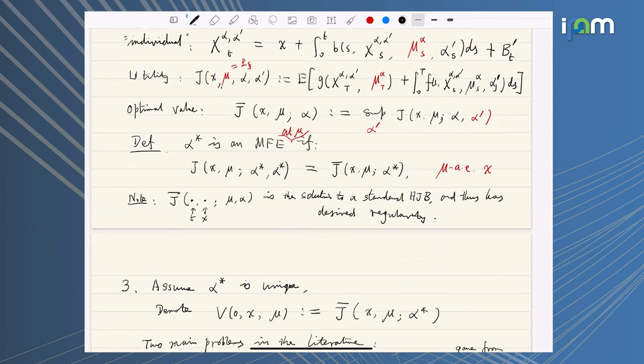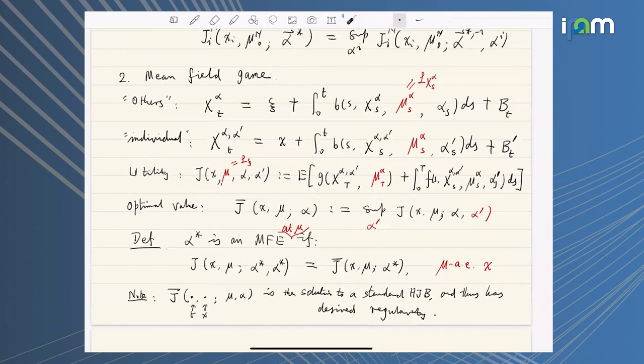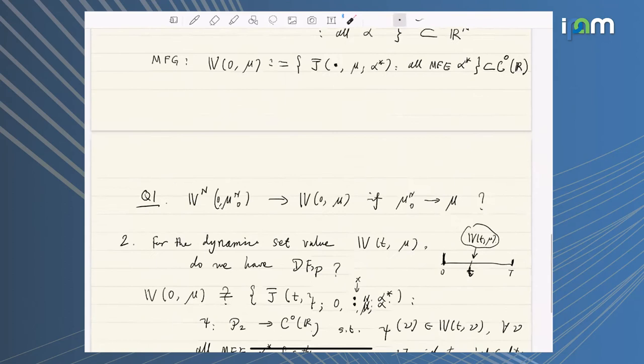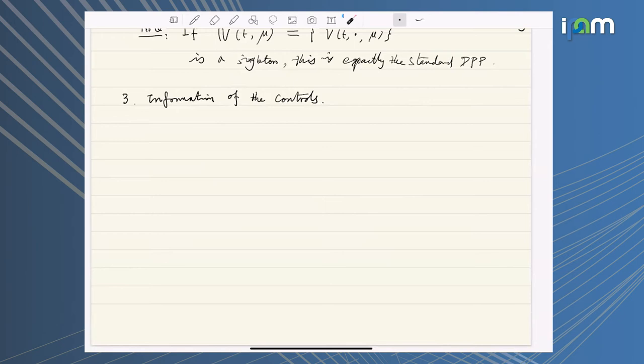Okay. So what information does alpha depend on? What information does the alpha prime depend on? So for games, it's really subtle. If you have a different information setting, or you choose different controls, the problem can be very different. Okay. So there are more choices. I'll consider these three choices here.